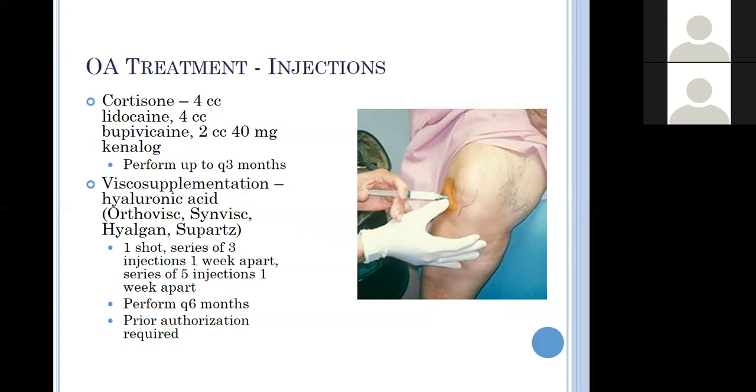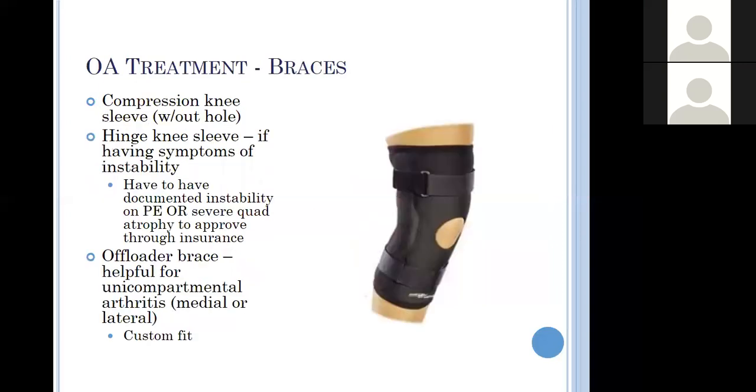Viscosupplementation, or the gel injections or rooster comb injections, those are hyaluronic acid. Brand name is just dependent on what insurance covers. Euflexa has a slightly improved rate of efficacy in studies, and it's a 3-shot series because it's more bioavailable than some of the other ones. But Synvisc is a 1-shot, so we use that a lot just to save patients travel time. You can perform those every 6 months. Prior authorization is required. Otherwise, it's about an $800 shot. So kind of keeping that part in mind.